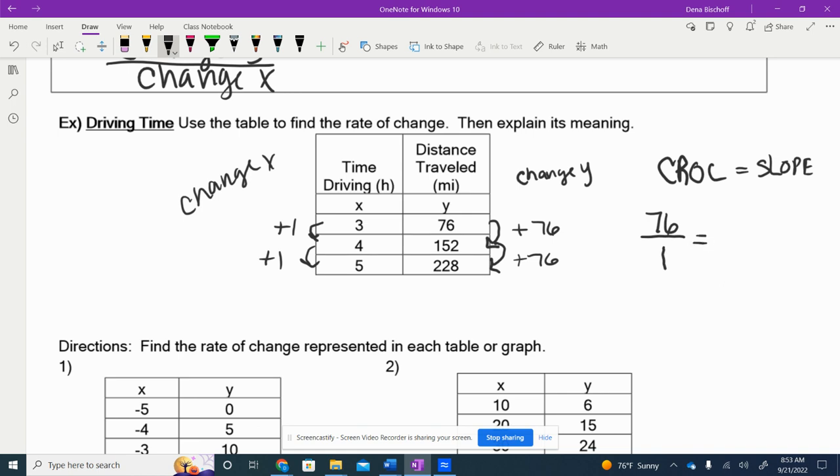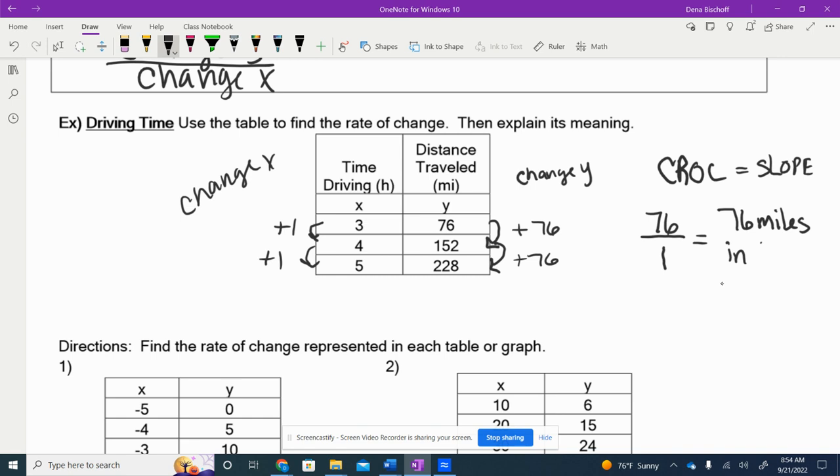And then it asks me to explain what this means. So I'm just going to look at the labels in my table. What does the 76 represent? In what units? So I went 76 miles. And what does the x represent? Driving time in what? Hours. So I went 76 miles in 1 hour. That's what that explanation means. 76 miles in 1 hour.